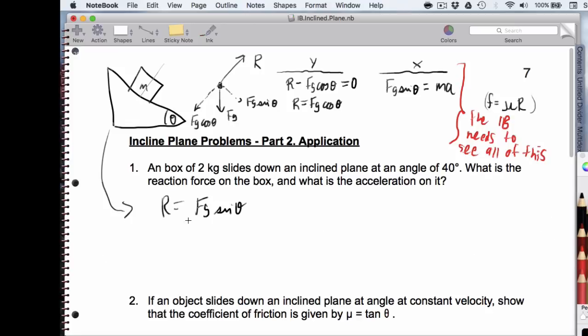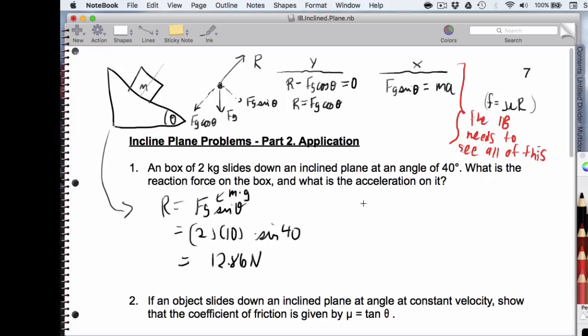Okay? So I'm going to put in my numbers. That's going to be 2 times 10. Fg is m times g times the sine of 40. And when we actually solve for the reaction force, we will end up getting, let's see, 12.86 newtons.